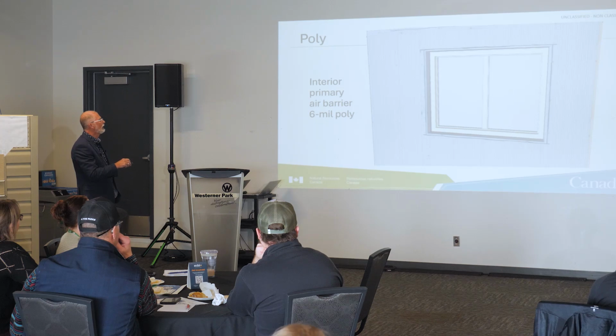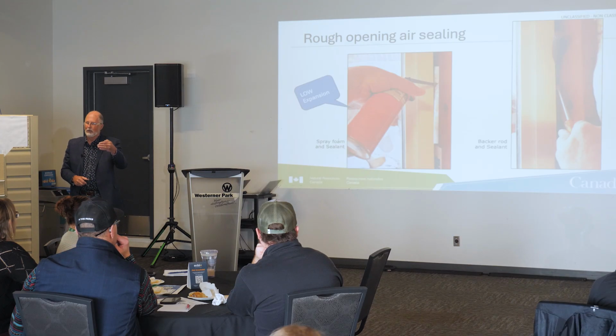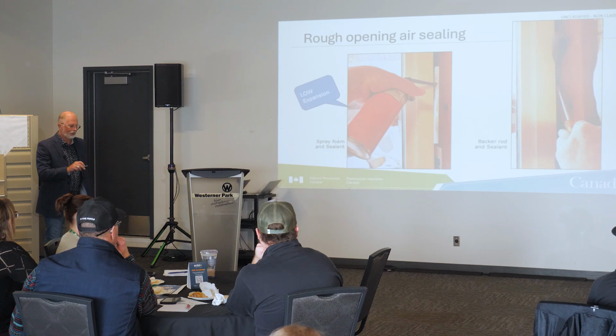Insulation around rough openings, poly air barrier, spray foam in the rough opening you can use. My preference is backer rod and sealant. And the real reason for that is because then I can dictate where the air seal is. I can maintain that drainage plane in the exterior perimeter.